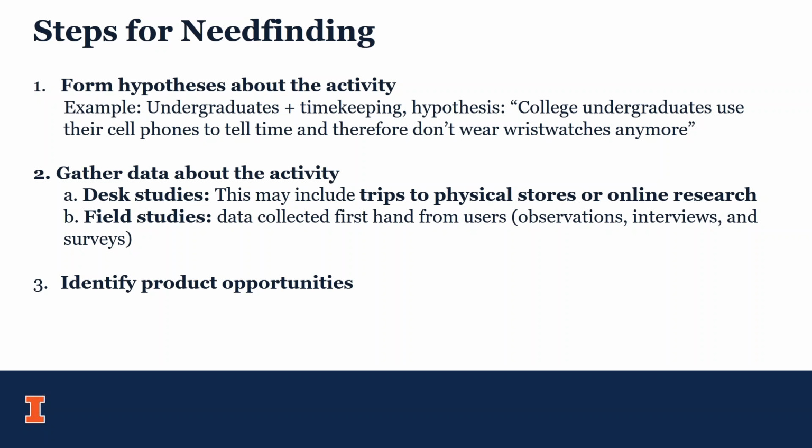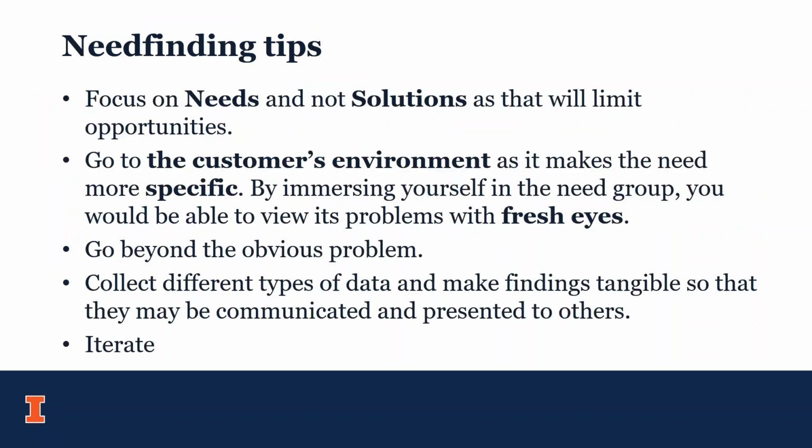So form a hypothesis about the activity and then gather data. There are two forms of data gathering. There's desk research, existing literature, looking at research on your computer. Also, the thing highlighted, trips to physical stores or online, that's actually benchmarking. To go there, see what exists in the market, what's already on the market, how online sales are going for this physical realization that supposedly solved the same problem that you're solving, right? And then there are field studies, meaning you go out and collect data firsthand from the user. And this is where observation interviews take place. Given the hypothesis about an activity, and gathering data in the form of desk studies and field studies, then you can really identify cool product opportunities.